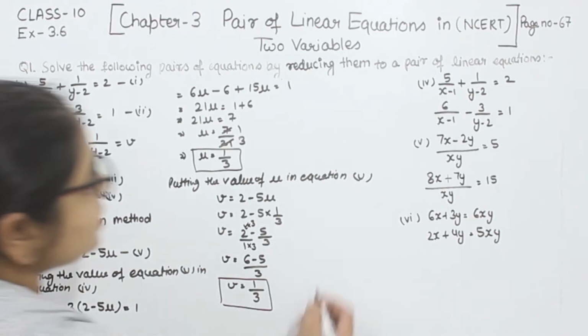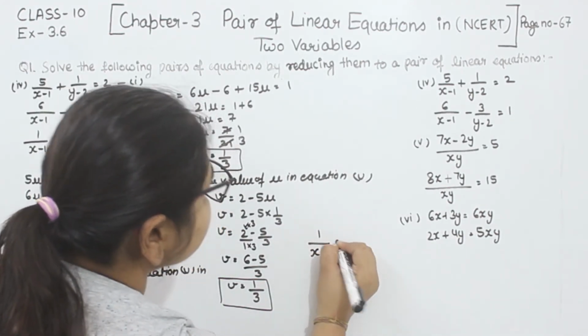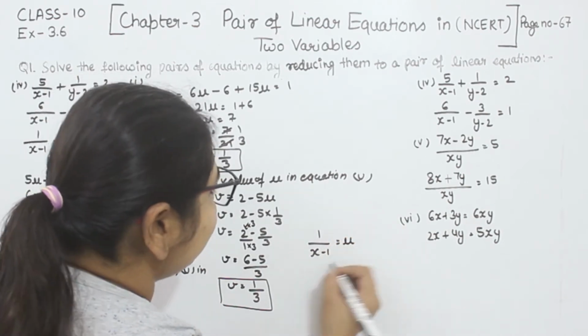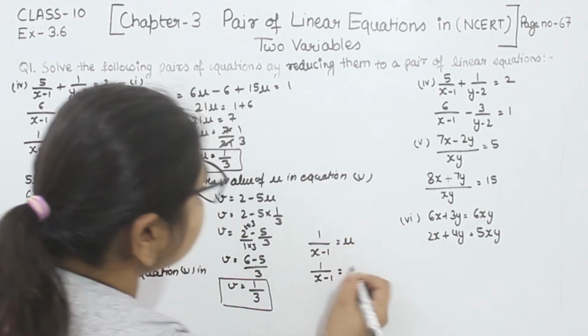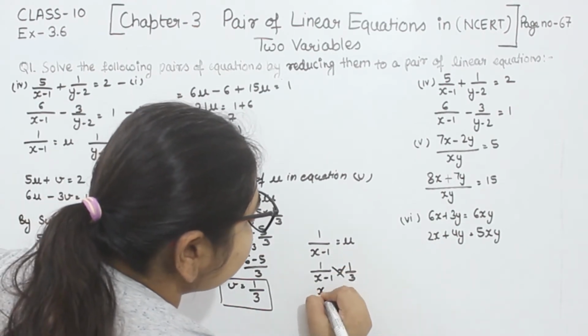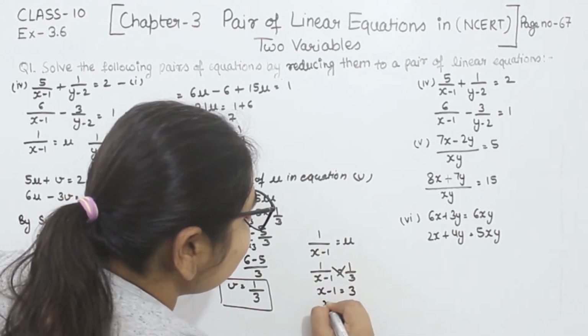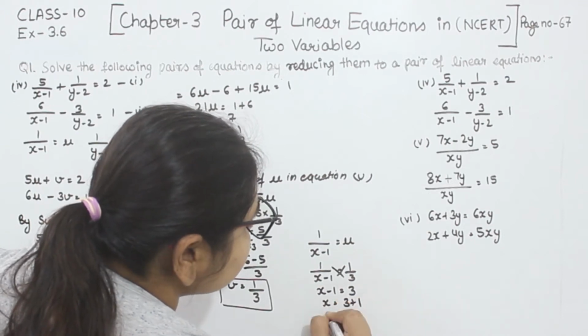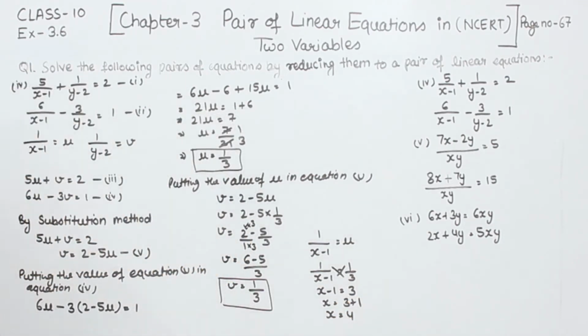Here we have 1 by x minus 1 is equal to u. So 1 by x minus 1 is equal to 1 by 3, since u is 1 by 3. We cross multiply, so x minus 1 is equal to 3. x is equal to 3 plus 1. So the value of x is 4.